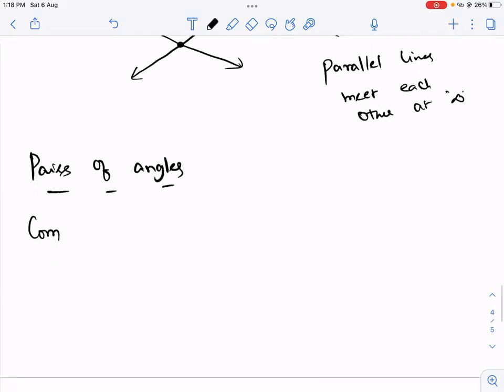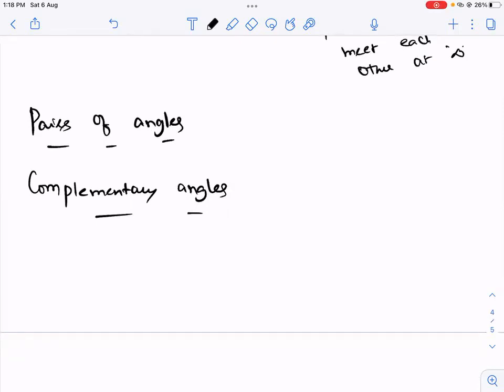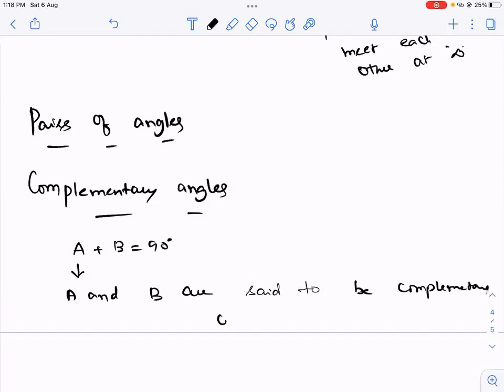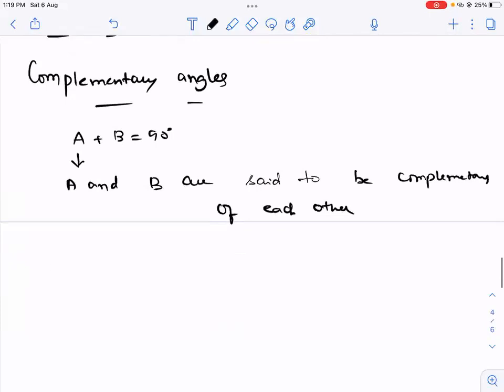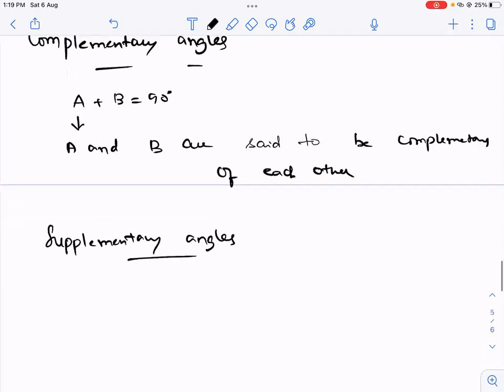Okay. So pairs of angles. The first pair that you are going to see are complementary angles. So what are complementary angles? If A plus B is equal to 90 degrees, then A and B are said to be complementary of each other. Is that clear? Then what are supplementary angles? When two angles sum up to 180 degrees, you call them supplementary. A and B are said to be supplementary.